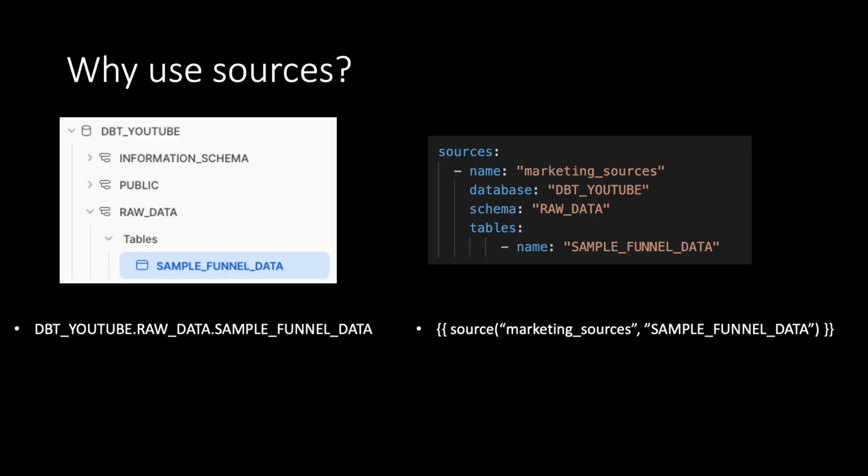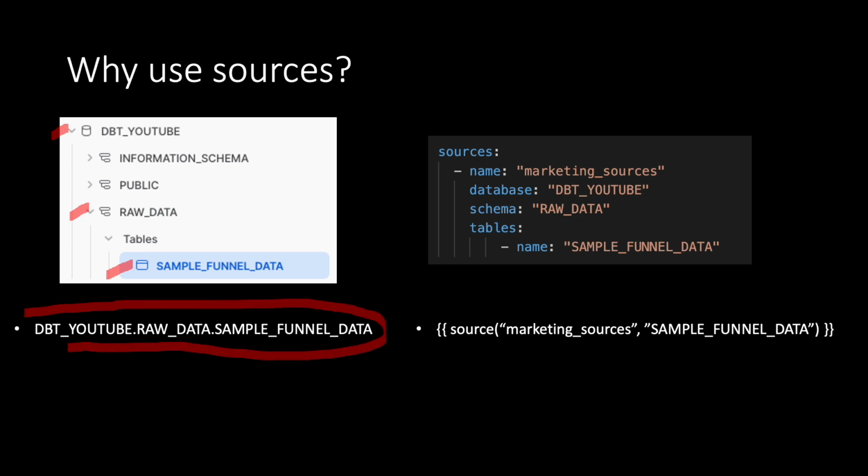Okay, why do we want to use sources? I'm going to explain that to you using this example. I have a DBT connection with my Snowflake database, which is here on the left side. I have a database called DBT YouTube. The schema is called raw data, and the table is called sample funnel data. So because I have that connection already, within my SQL models in the from clause, I could put this in. And this is the database, the schema, and the table name. I will successfully be able to query from my Snowflake database using this.